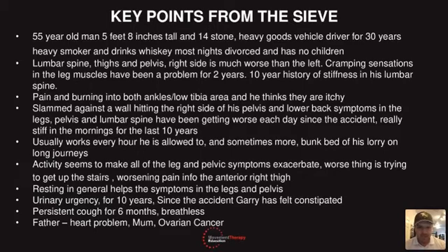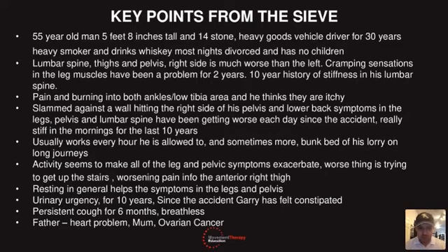Lumbar spine, thigh and pelvis on the right side is where he's getting his symptoms, and the right is much worse than the left. He's getting cramping sensations in the leg muscles, but that's been a problem for 2 years. So we've got some layers of issues here. There's a 10-year history of stiffness in his lumbar spine as well, so that would have started when he was 45. He's got pain and burning into both ankles and the low tibia area, and he thinks they are itchy. That's a big clue. We'll talk about that in a sec.